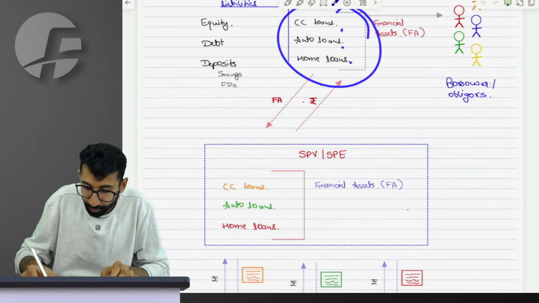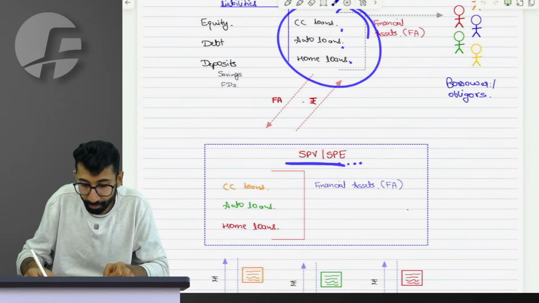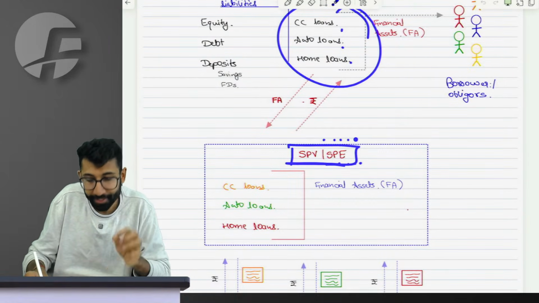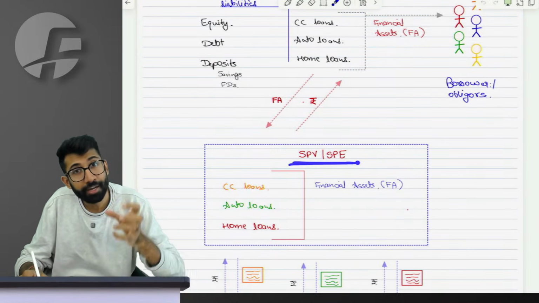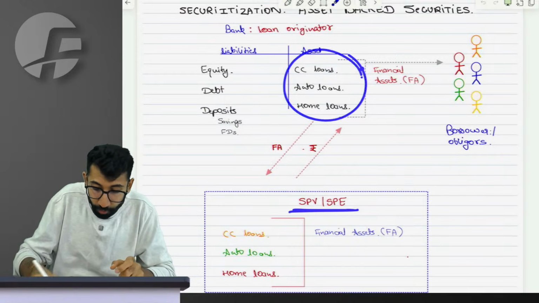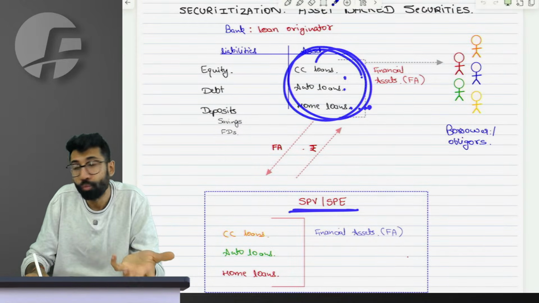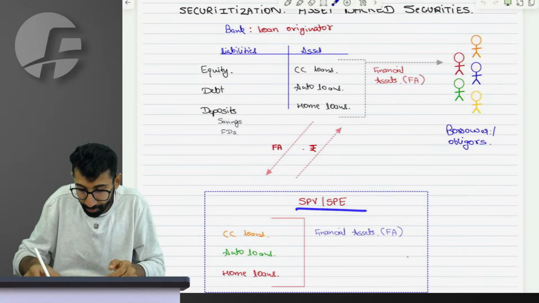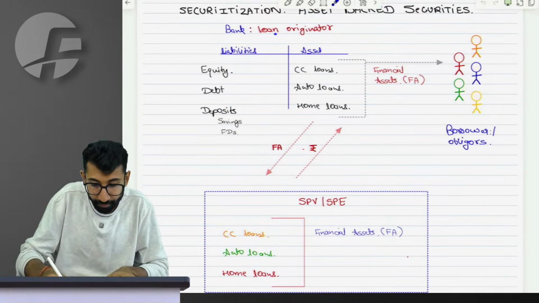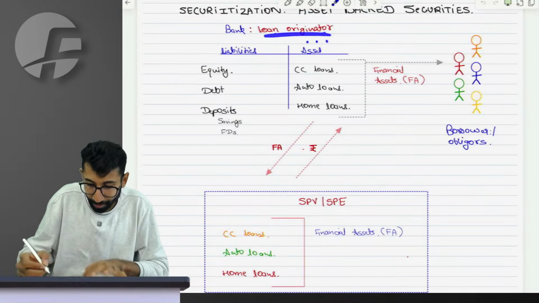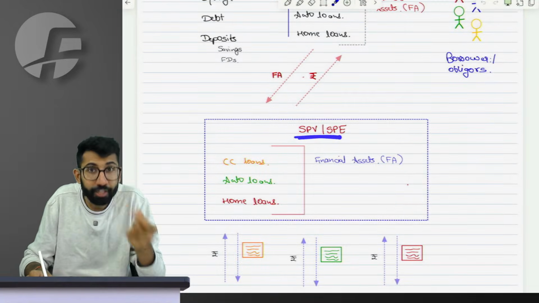The bank would create a company, or find a company which already exists in the market, called a special purpose entity, special purpose vehicle. This special purpose vehicle is created specifically to convert these illiquid loans into liquid cash. But how will that happen? Sir, this SPV will purchase the financial assets from the bank, from the loan originator. But what will it do by purchasing it? And where will it get money for that?